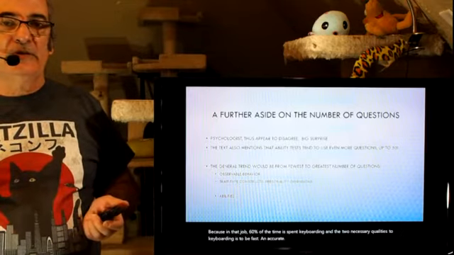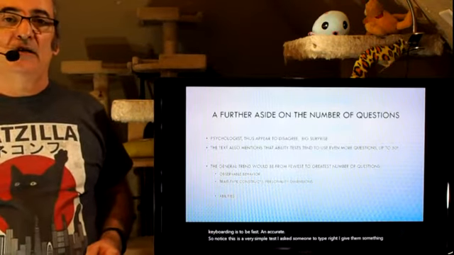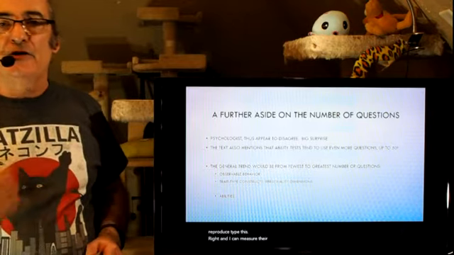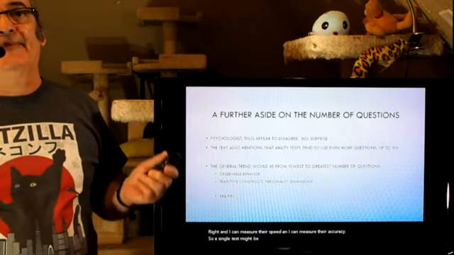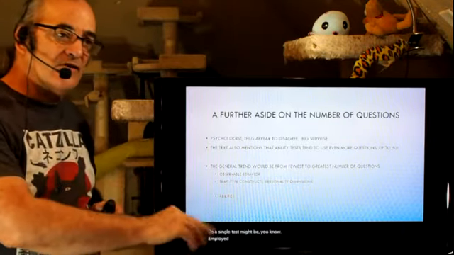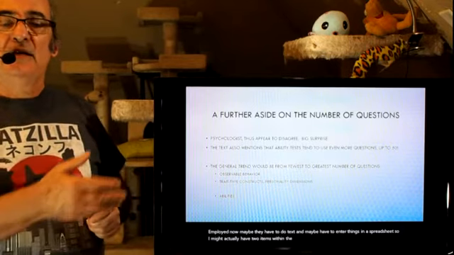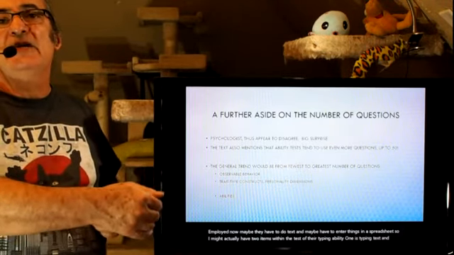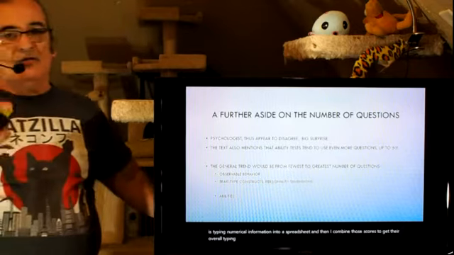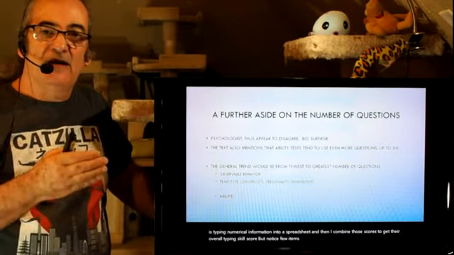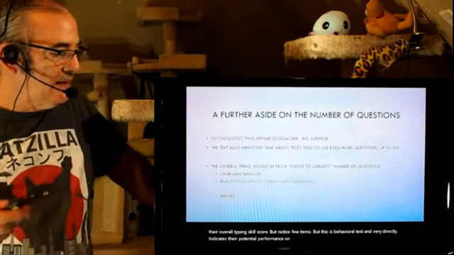So notice, this is a very simple test. I ask someone to type, right? I give them something to reproduce. Type this, and I can measure their speed, and I can measure their accuracy. So a single test might be employed. Now, maybe they have to do text, and maybe they have to enter things in a spreadsheet, so I might actually have two items within the test of their typing ability. One is typing text, and one is typing numerical information into a spreadsheet. And then I combine those scores to get their overall typing skill score. But notice, few items, but this is a behavioral test, and very directly indicates their potential performance on that construct in that person specification.